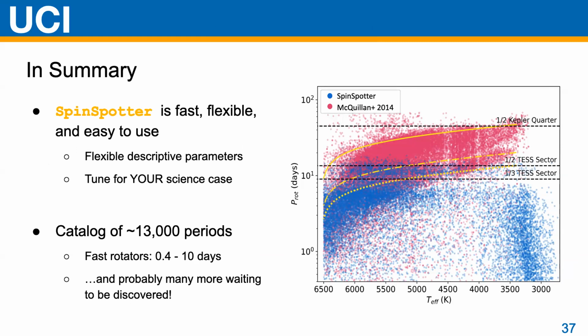In summary, SpinSpotter is a fast, flexible, easy to use, and open source tool that you can use to look at rotation periods. You can also just get in contact with me, and I will send you the catalog if you want a giant list of rotating stars.